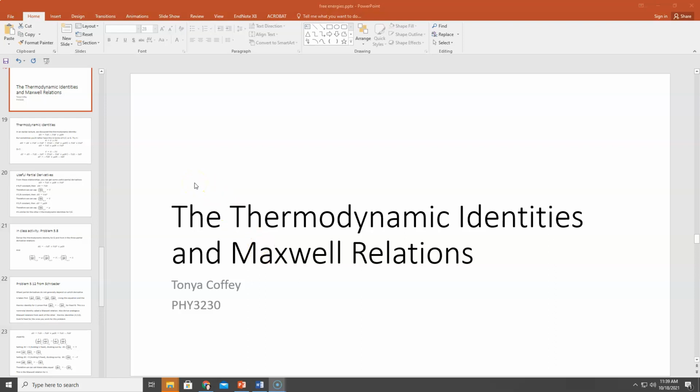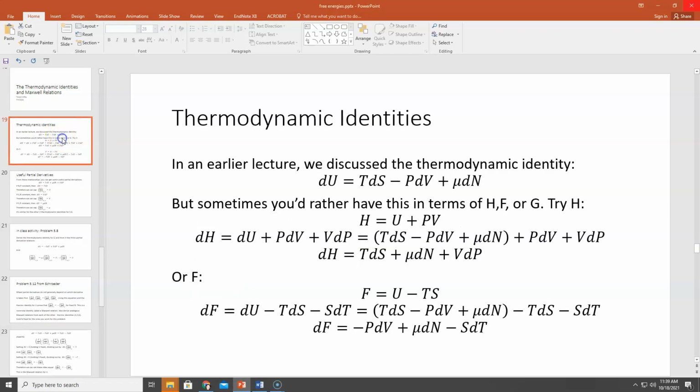So in today's lecture, I'm going to talk about the thermodynamic identities and the Maxwell relations. We'll also be working on a couple of example problems from our text, which is Schroeder's Thermal Physics.